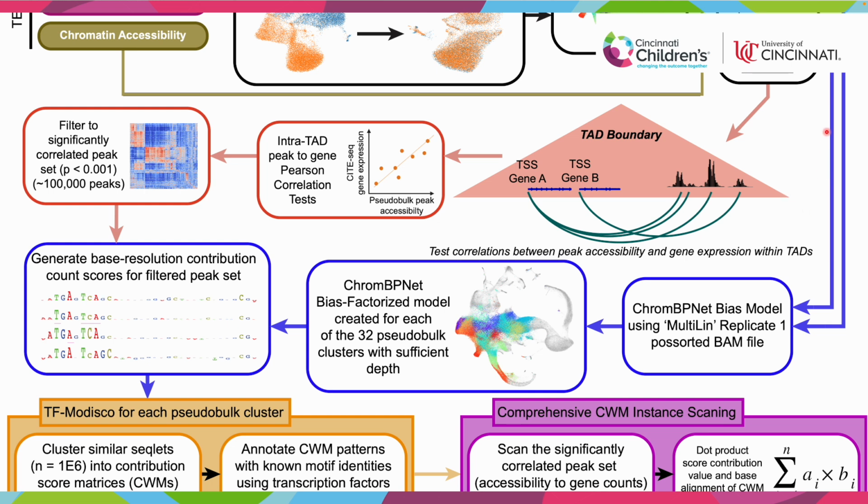We then take the BAM file, first using the total multi-lin capture to build a bias model, and then build chromBPNet bias factorized models, which results in 32 clusters with sufficient read depth to generate these bias factorized chromBPNet models. Using the bias factorized chromBPNet models, we can then generate base resolution contribution scores, which predict the chromatin accessibility of the given regions.